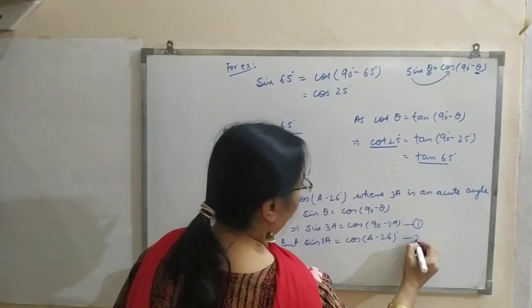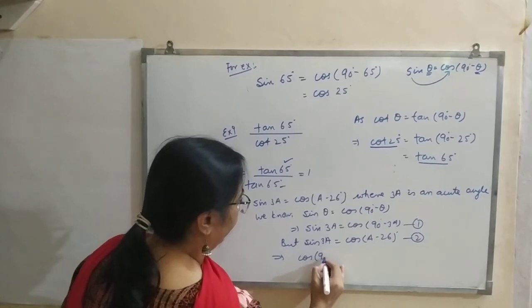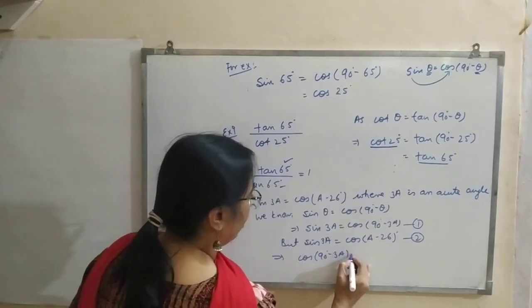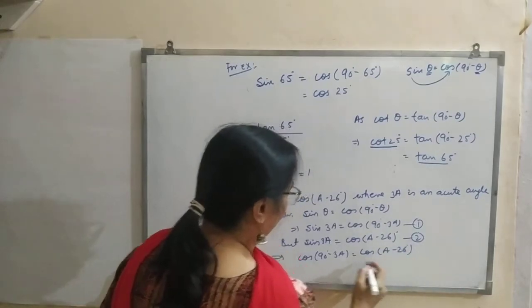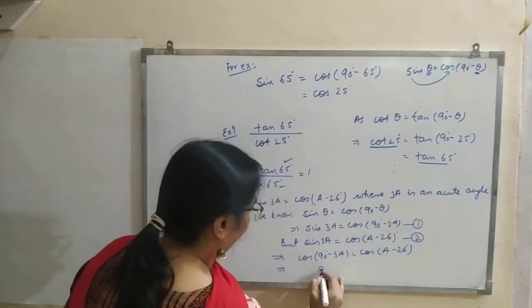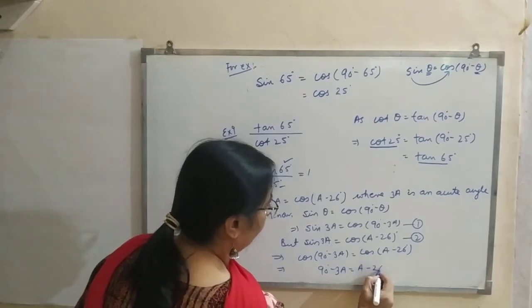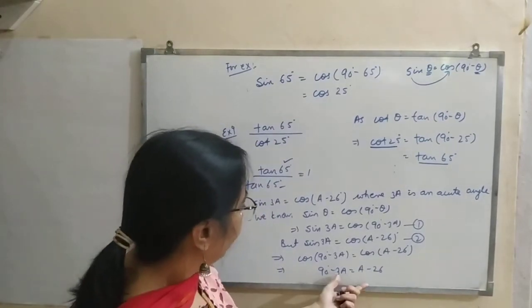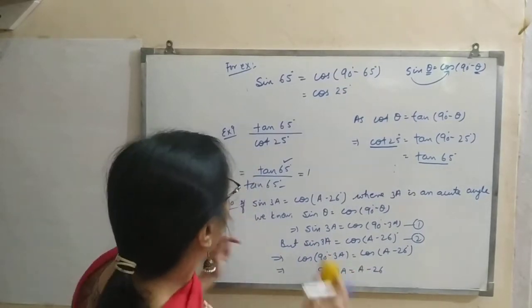So from 1 and 2 I can equate them. Cos of 90 minus 3a is equal to cos of a minus 26. Cos gets cancelled, you get 90 minus 3a is equal to a minus 26. There is no need to show the cancelling, you can simply equate it.